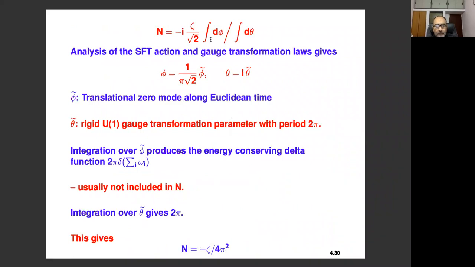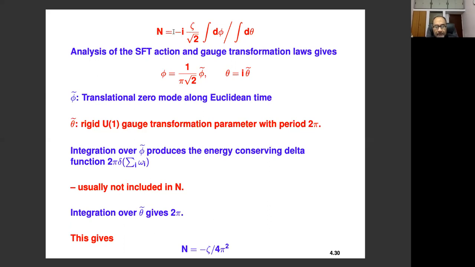Now we have to do these integrals. We recall that we had already found earlier the relation between phi and phi tilde. This time we only need the relation at the leading order, because we are trying to calculate the normalization. So phi was determined to be 1 over pi root 2 times phi tilde, and theta was determined to be i times theta tilde. Put those in here. After doing that, the phi tilde integral just produces the energy conserving delta function. That is of course not normally included inside the definition of n; it is written separately as a factor. And the integration over theta tilde gives 2 pi.